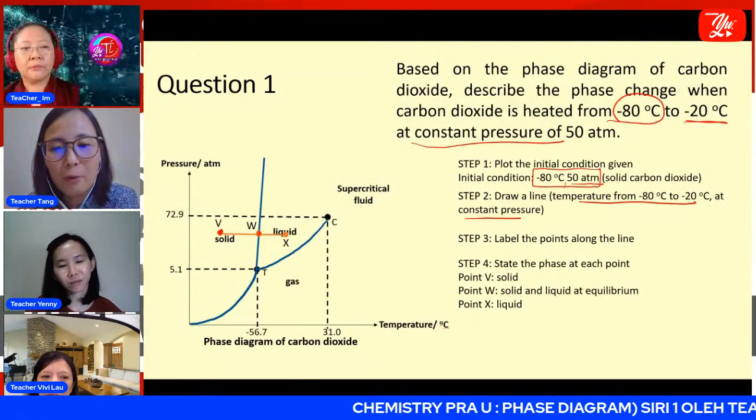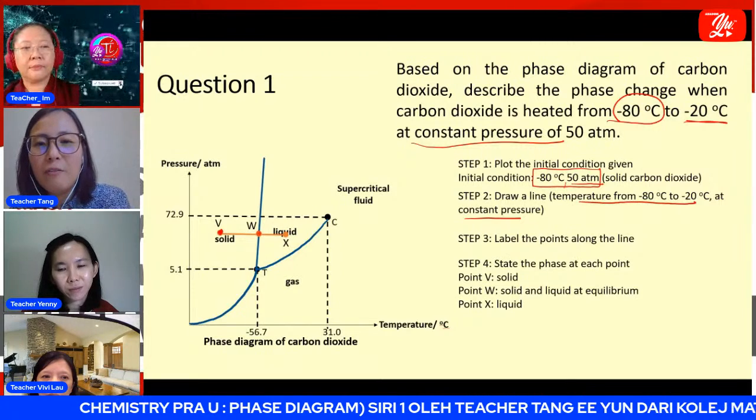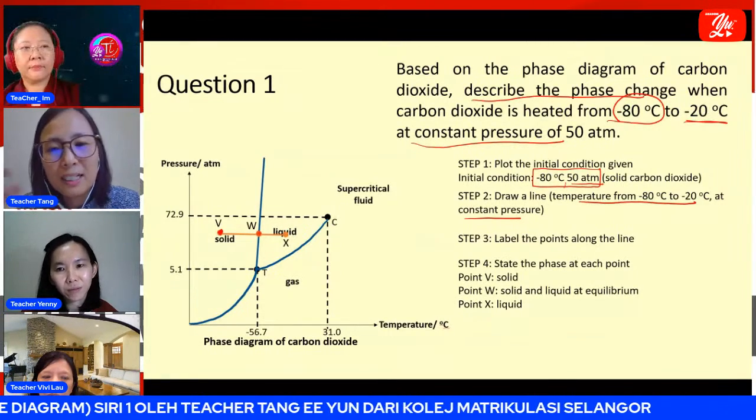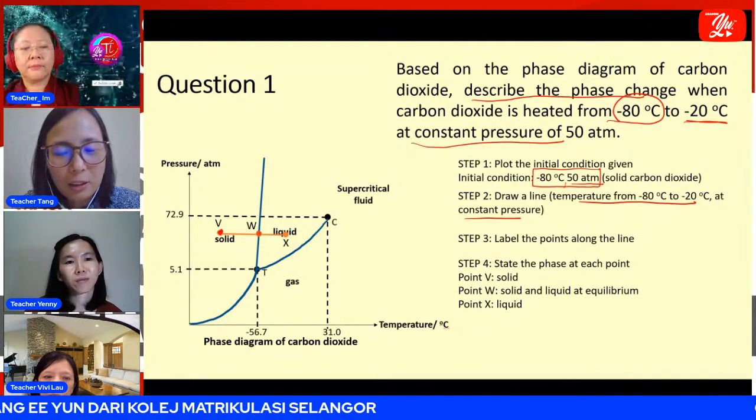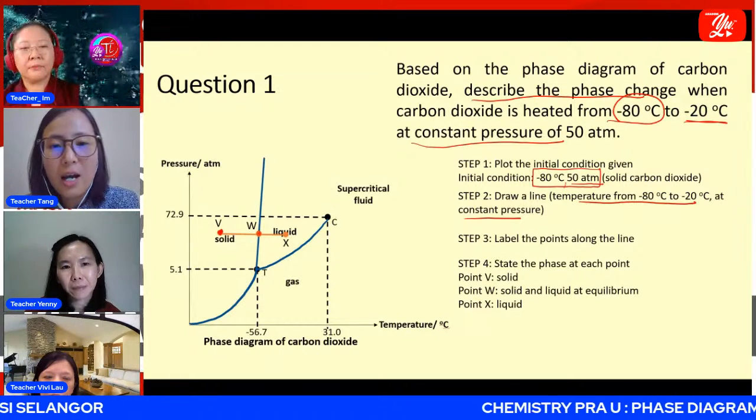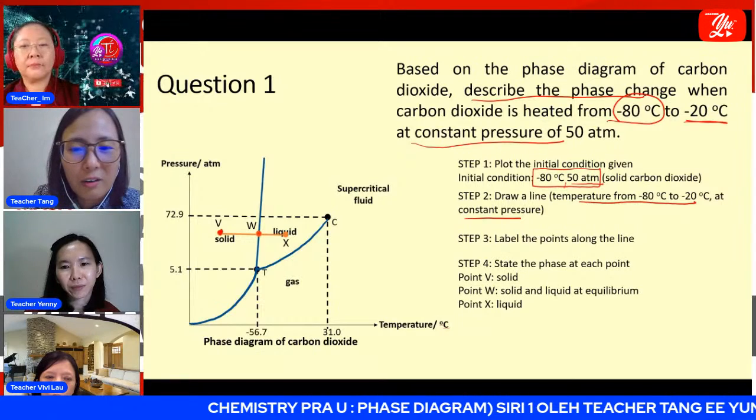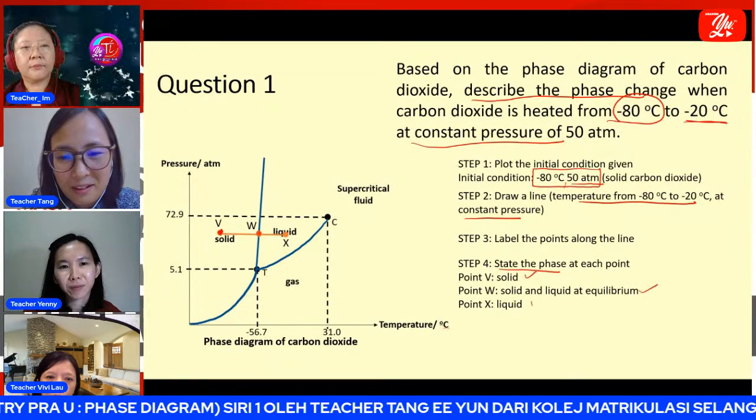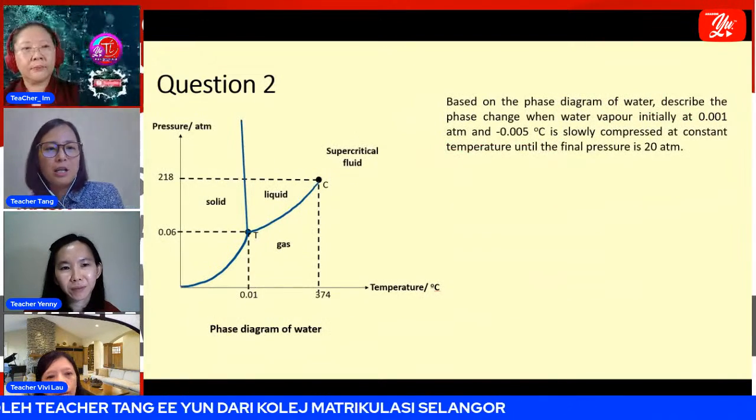Okay, so in step number 4, you can state the phase. If the question asks you to describe the phase change, after you go through all the 4 steps, you need to answer in a paragraph. But if the question asks you to state the phase, then you can just state the phase like this. Okay, so now we move on to look at question number 2.